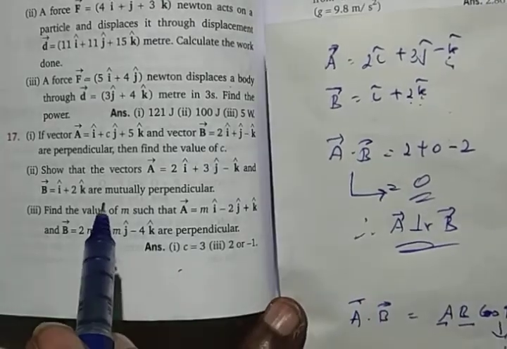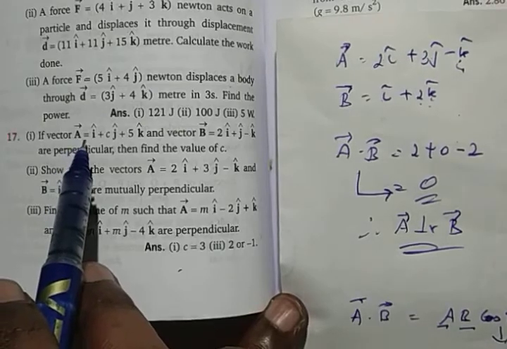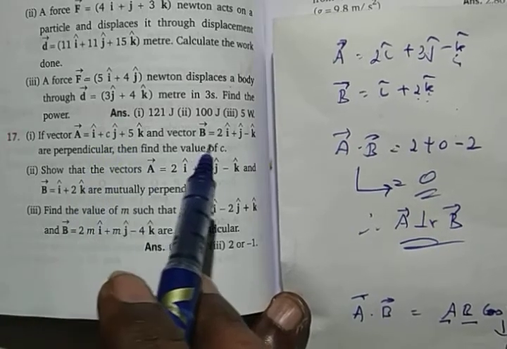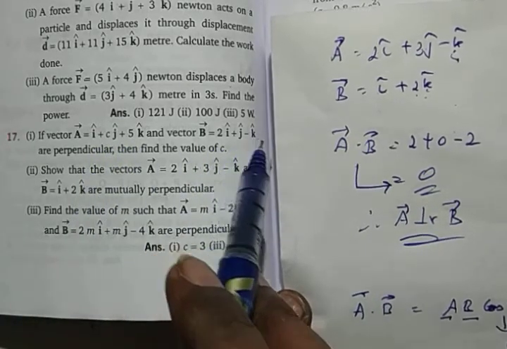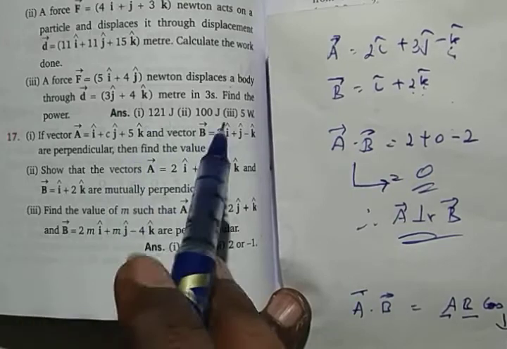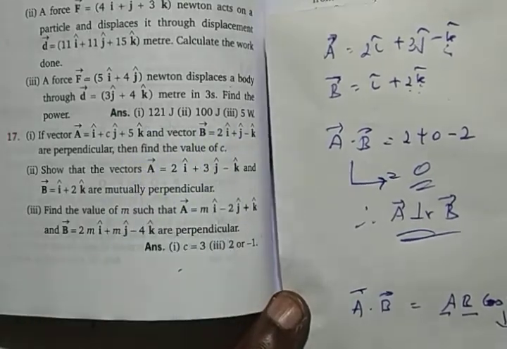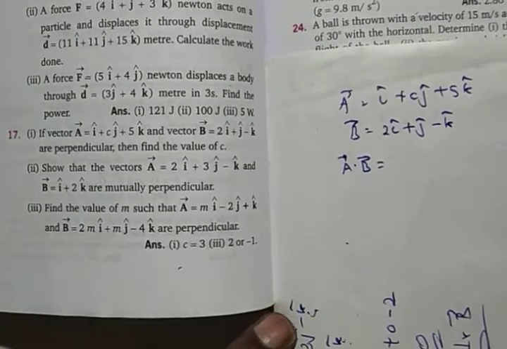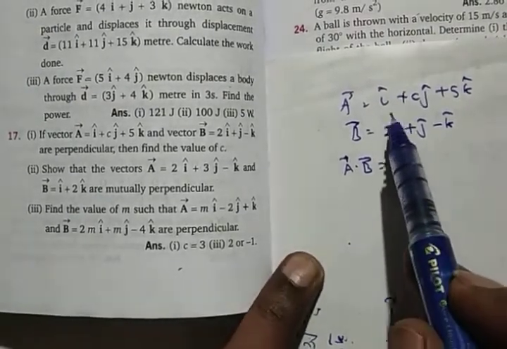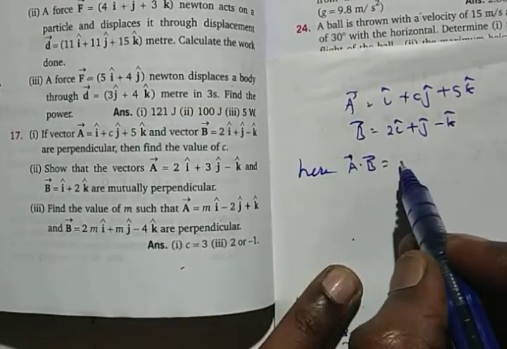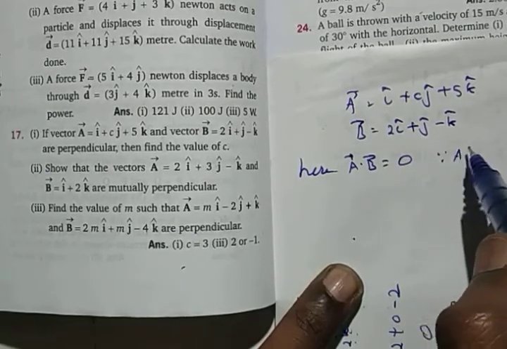That's already proved here. Now if you look at this question, i vector plus C j cap, where C is a constant we don't know, plus 5 k cap, and 2 i cap plus j cap minus k cap are perpendicular. It is already given that these two are perpendicular. That means the dot product will be 0. Find the value of C. So how to find the value of C here? It is simple. You just need to take the two vectors and do the dot product. A vector and B vector are written here. Here A dot B is 0 since A is perpendicular to B.